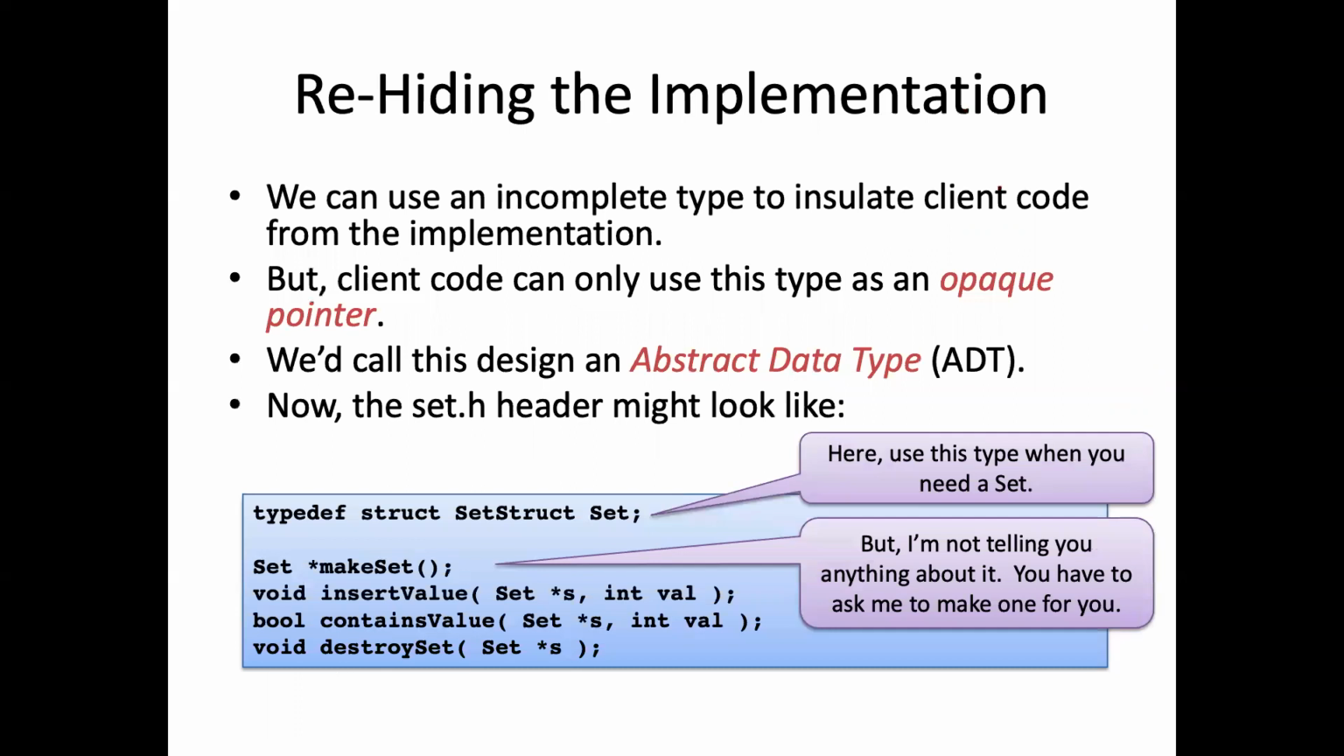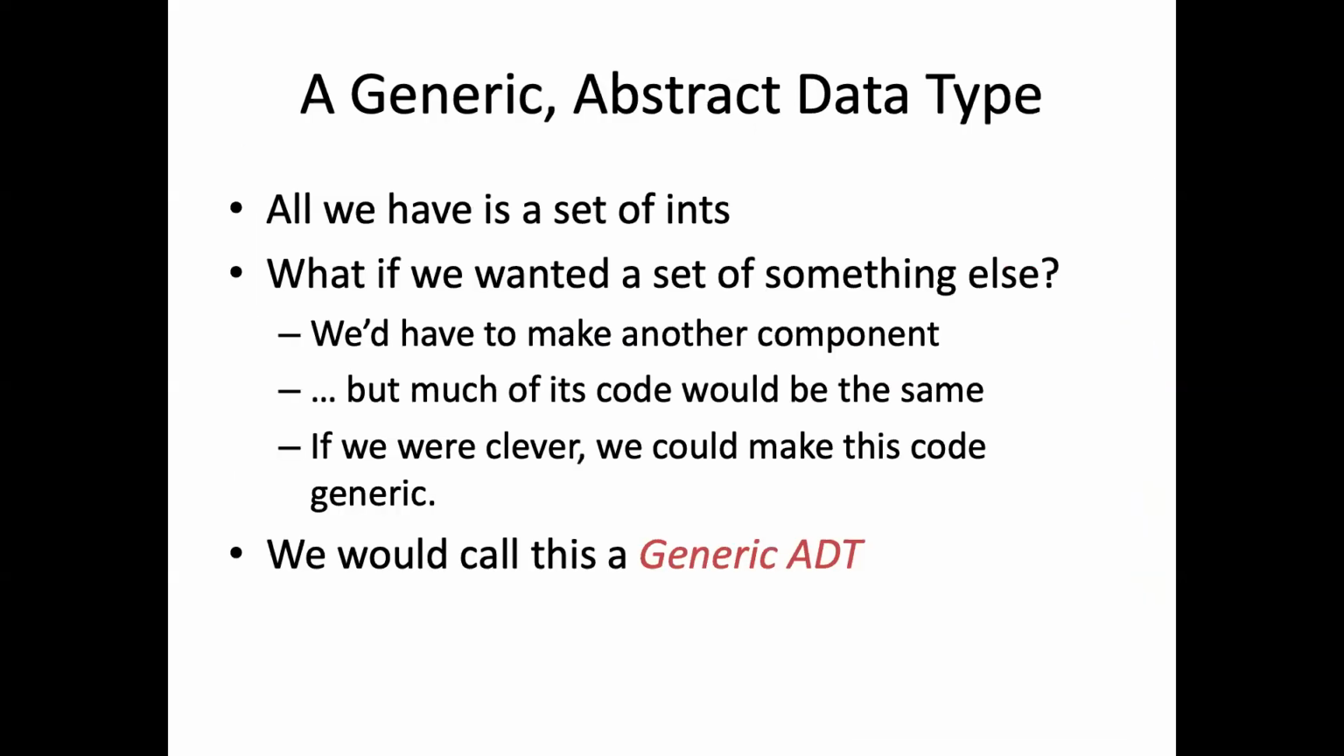The last thing we wanted to do with this, and this is where we stopped last time, a week ago today, we said, could we make this thing generic? Could we make it so that instead of just being a set of integers, it could be a set of anything you want? Not mixed types, but a set of integers or a set of doubles or a set of strings. We ought to be able to support that, and we would call that a generic abstract data type.